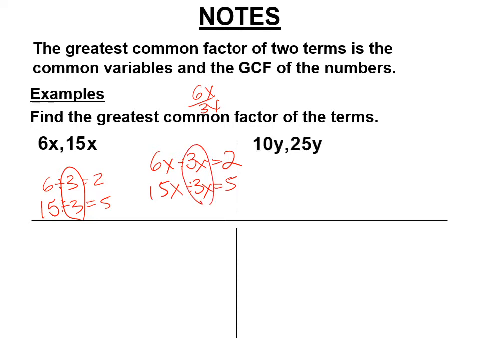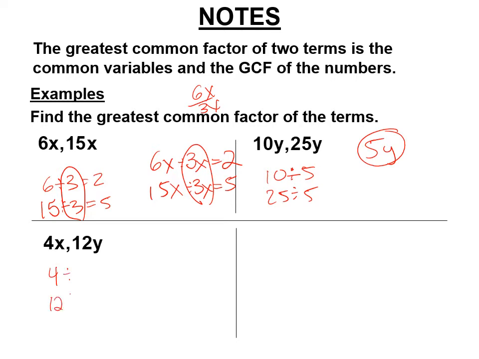What's the greatest common divisor there? Well, the greatest common divisor of 10 and 25 is 5. And the greatest common divisor here is 5y. Now, the greatest common divisor of 4x and 12y. You have the greatest common divisor of 4 and 12 is 3, right? So what do you think the largest number that divides into both is? It's just 3, because 3x does not go into 12y, and 3y does not go into 4.